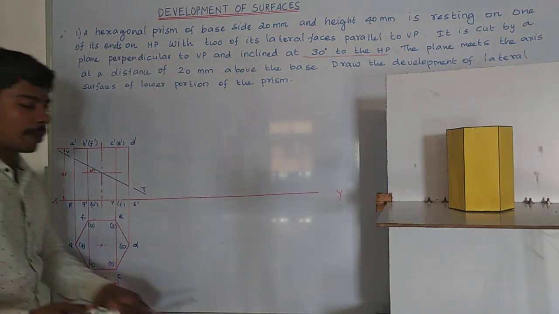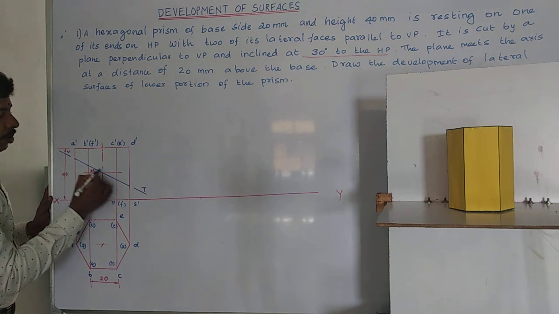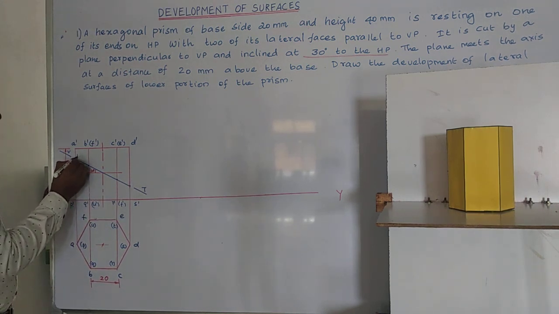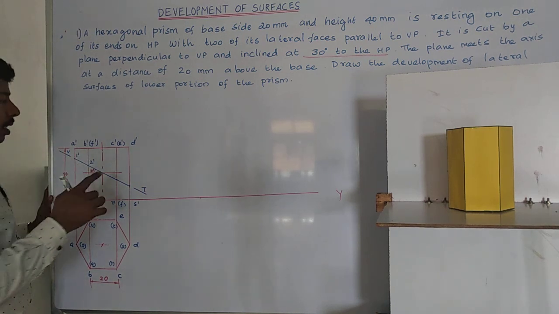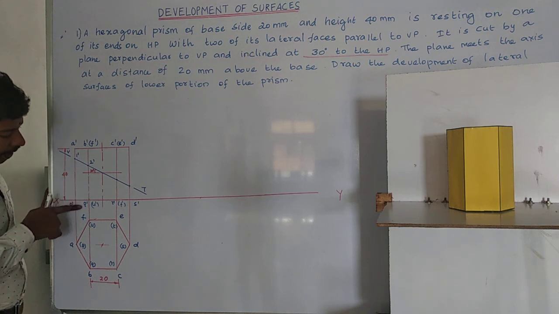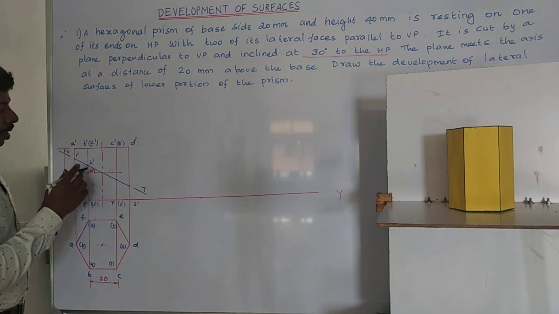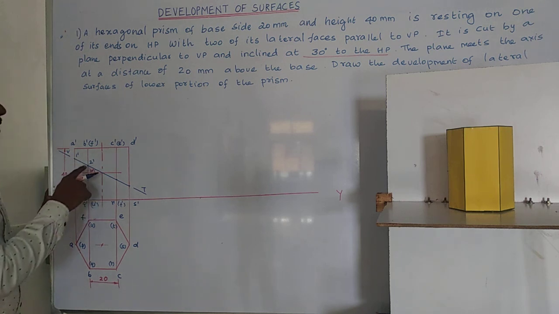Then section points. How many points in section happens? Here 1, 2, 3 and 4 points. But here 1 dash, here 2 dash, but here we have 2 edges. One is the visible edge, BQ, and another, FU, is the hidden edge. So first I mark numbering for the visible edge, so 2 dash.